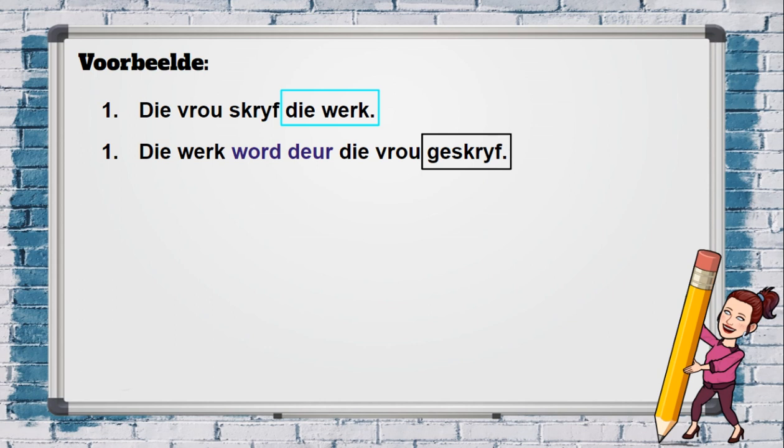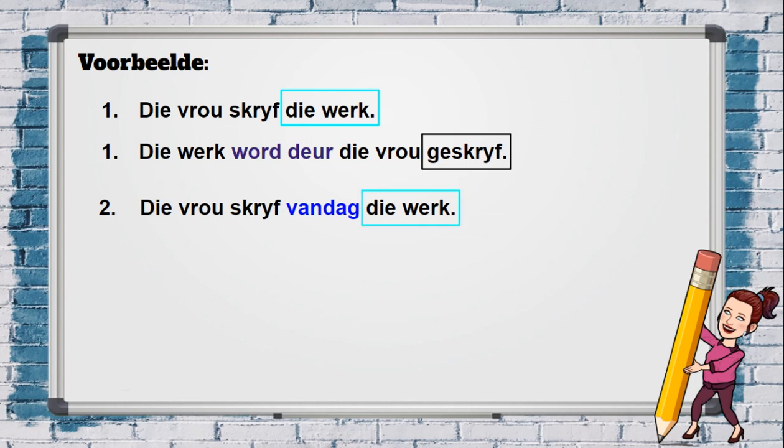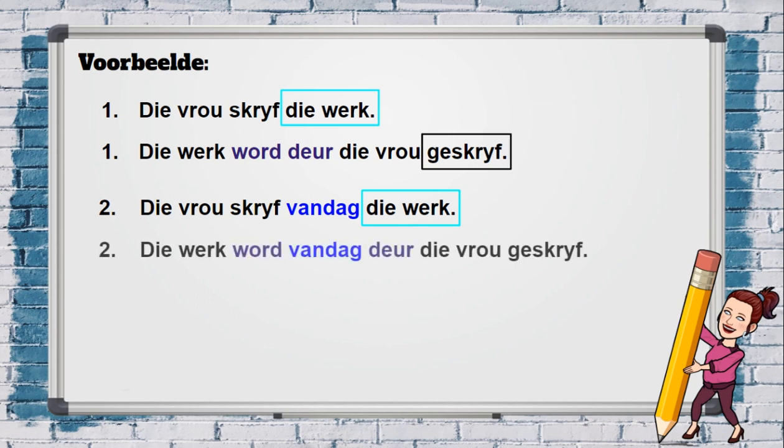Now, for our second example, I'm going to add time. So, using the exact same sentence, just adding time. Die vrou skryf vandag die werk. Again, we find the object, which is die werk. We're going to start with that. We're going to use word deur because it's present tense. And remember the rule, time and manner goes in between word and deur, and the verb goes to the end and we add a ge. So die werk word vandag deur die vrou geskryf.